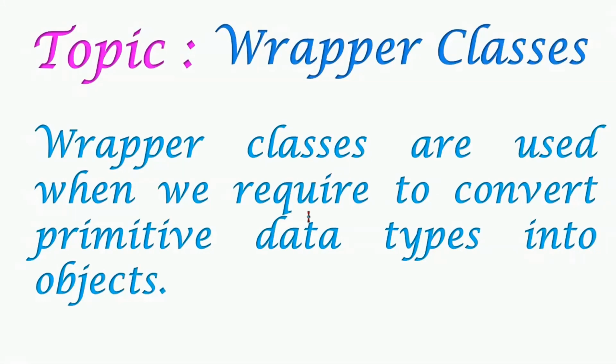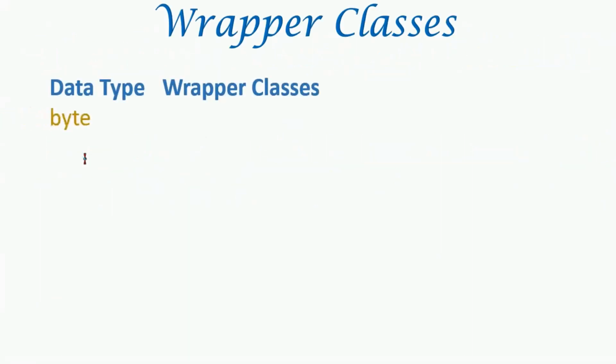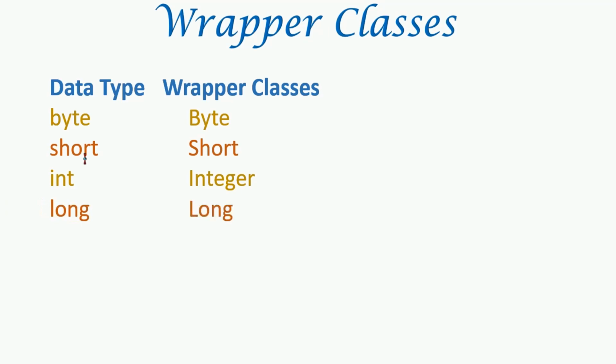We know that we have 8 primitive data types. For all the primitive data types, we have corresponding wrapper classes. Let us see the corresponding wrapper classes. For the byte data type, we have the wrapper class Byte, but the B will be capital. Same for short, with capital S. For int, we have the full word Integer with capital I. For long, capital L Long.